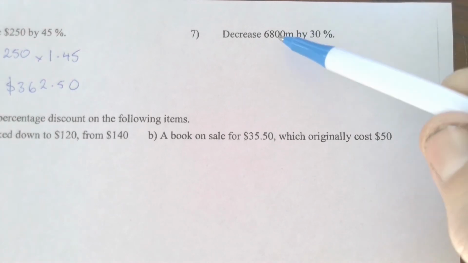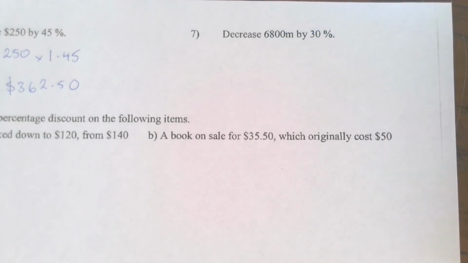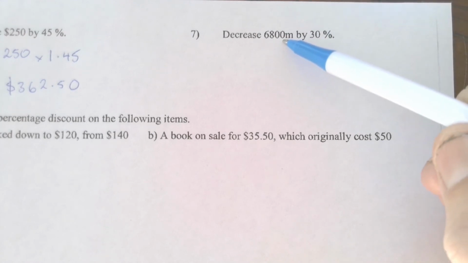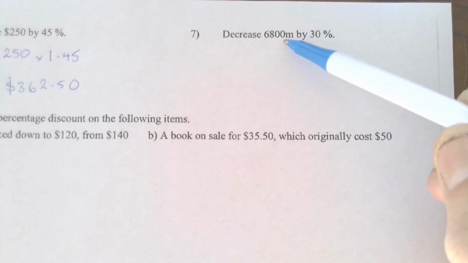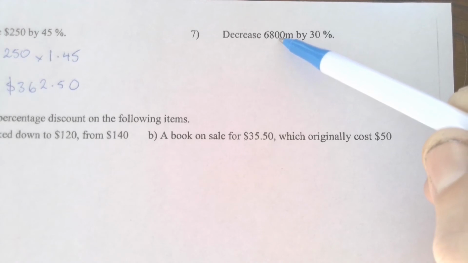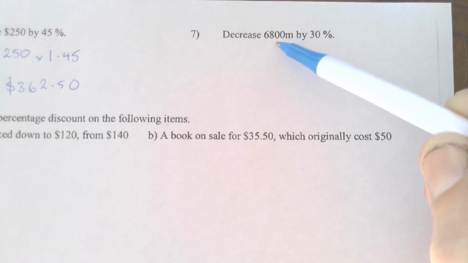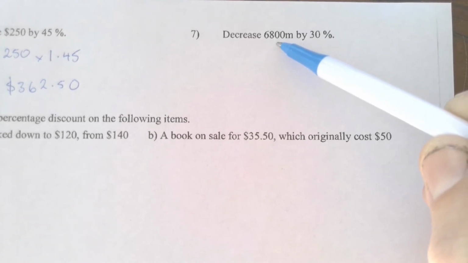So let's say that we had this value of 6,800 meters. We are making that 30% smaller, okay? We're taking 30% of this away. Now, rather than try and work out what 30% of this is and then subtract it, which would give us the answer, but we're prone to making an error in there, I would say that if I took 30% of this away, I still have 70% of it left, okay?